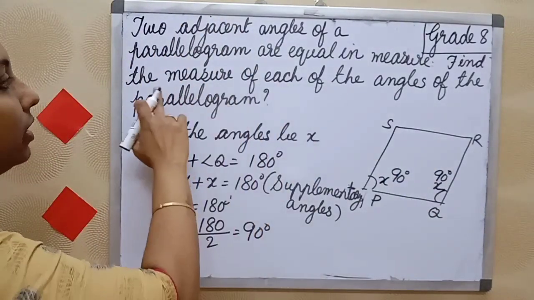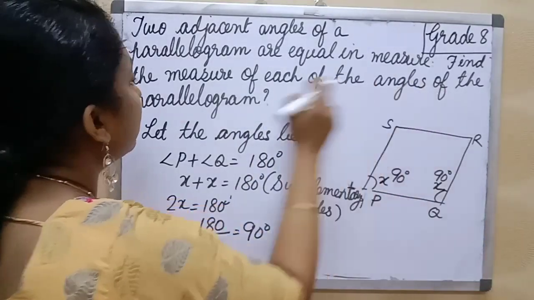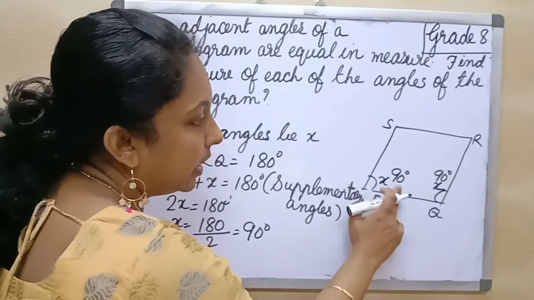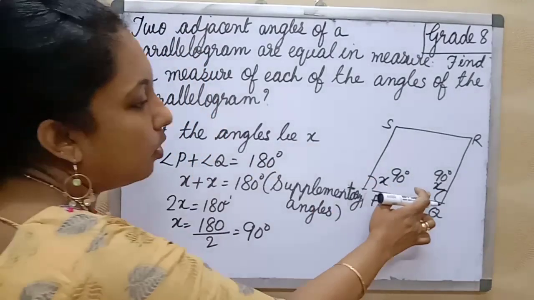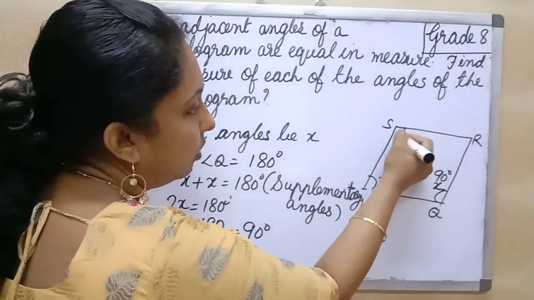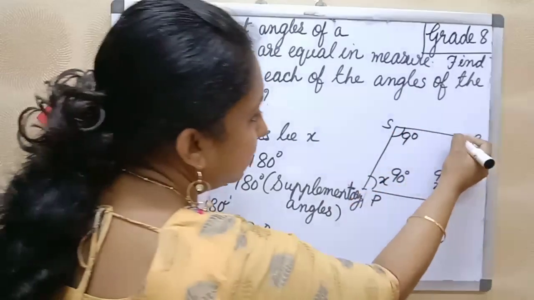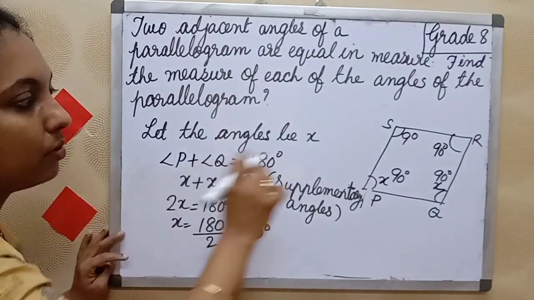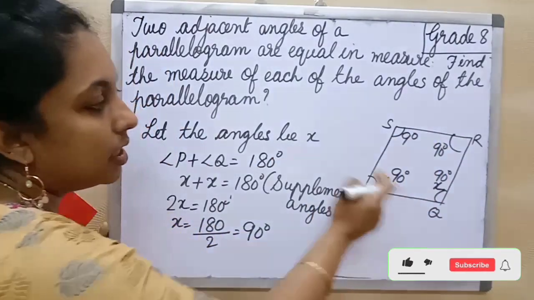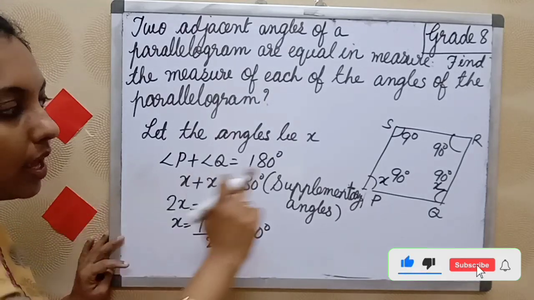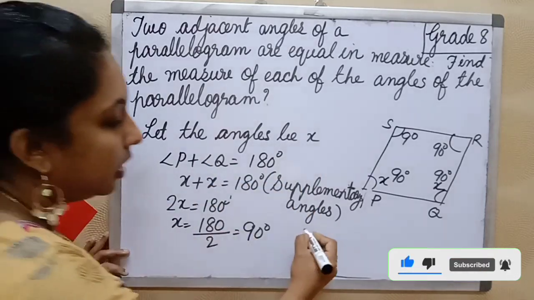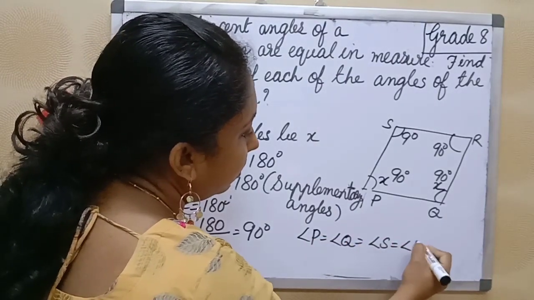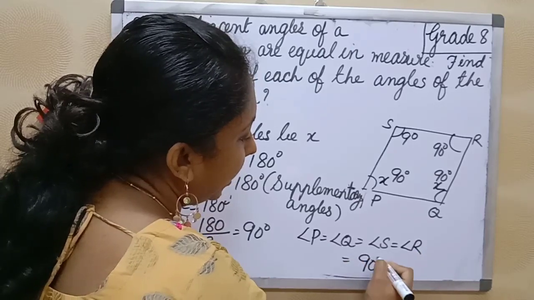Then we have to find the measure of each of the angles of the parallelogram. Two adjacent angles we got, 90 and 90 each. Then opposite angles are equal. So here also 90 degrees and here also 90 degrees, as opposite angles of a parallelogram. So each angle measures 90 degrees. All angles are the same. So angle P, angle Q, angle S, and angle R are each equal to 90 degrees.